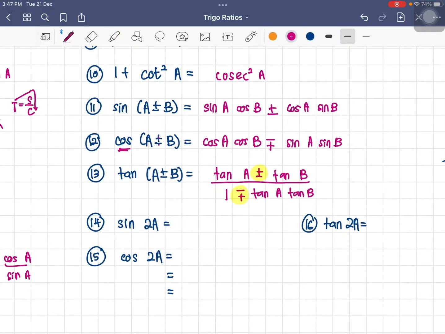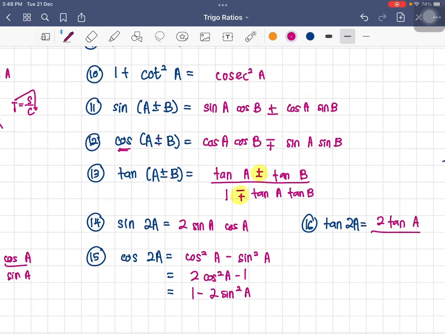Now, for the double angle, if you have sine of 2a, this should be 2 sine a cos a, all right, as simple as this. And if you have cos of 2a, you can write this in 3 equations. So cos squared a minus sine squared a, or 2 cos squared a minus 1, or 1 minus 2 sine squared of a. All right, so you can write any of these, depending on your equation. And then you have a tangent of 2a, which is given by 2 tangent of a over 1 minus tangent squared of a.